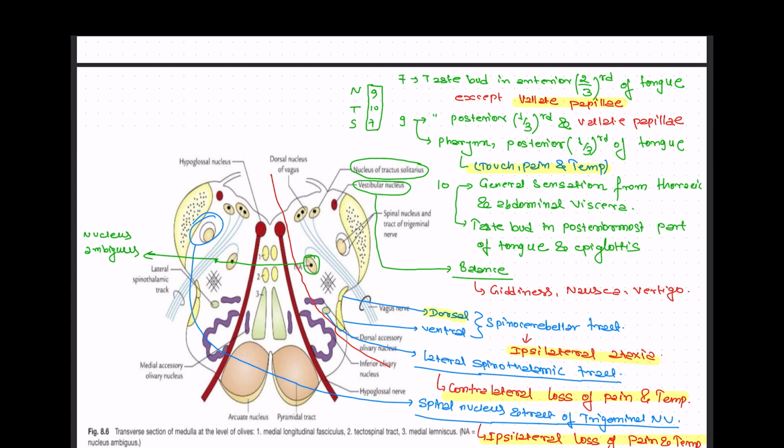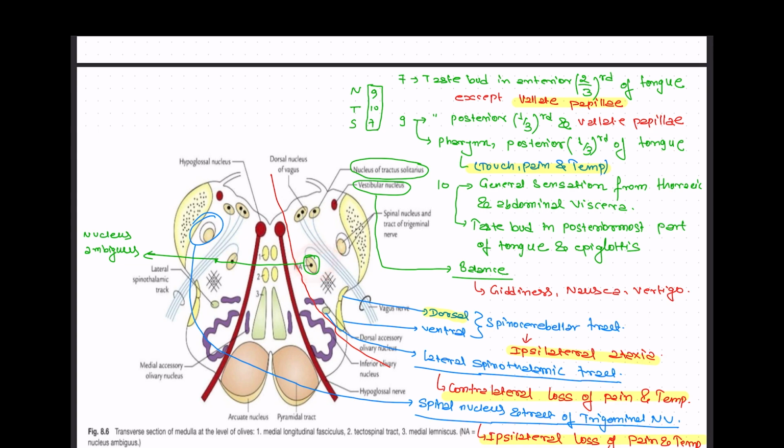It also causes dysfunction of the lateral spinothalamic tract, which is responsible for contralateral pain and temperature sensation, and whose fibers decussate at the level of the spinal cord, and due to the defect of this tract, it causes contralateral loss of temperature and pain sensation. It also causes dysfunction of the spinal nucleus. This is the spinal nucleus of the trigeminal nerve, which is responsible for pain and temperature sensation over the face, and due to the defect, this sensation is lost ipsilaterally.